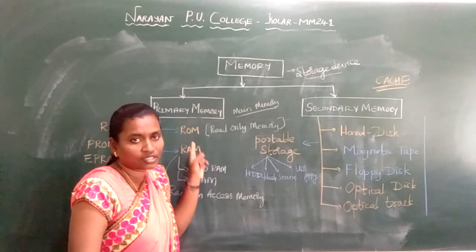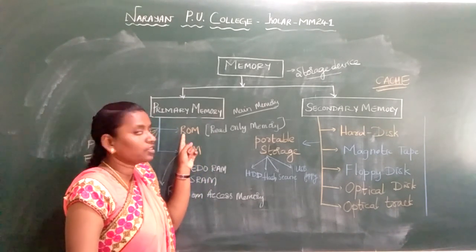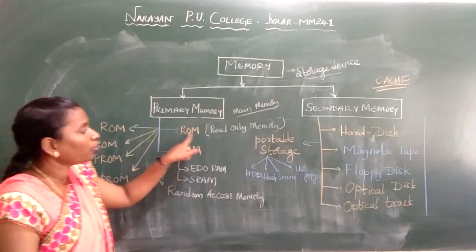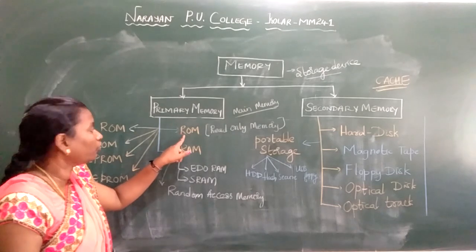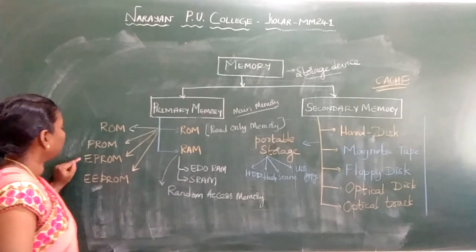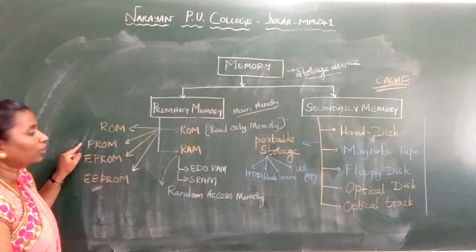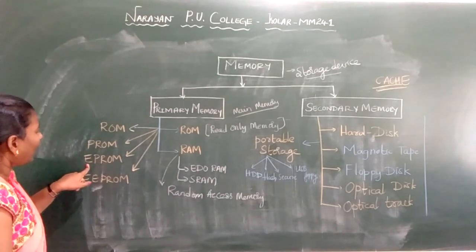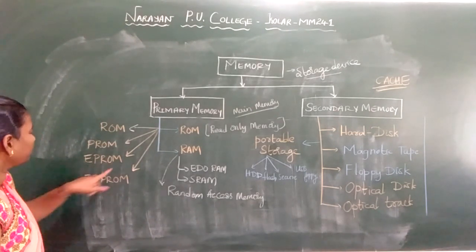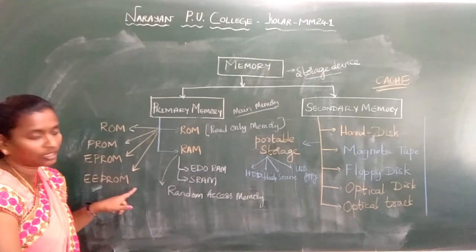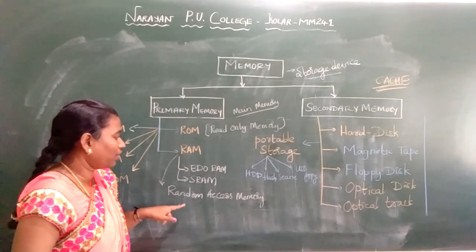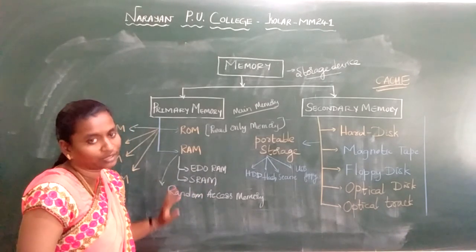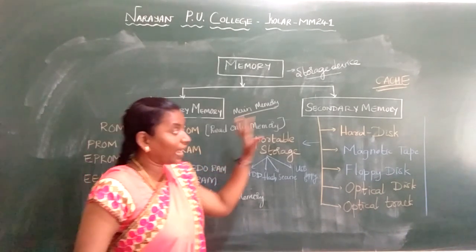In primary memory we discussed two types, but we also have types of ROM and types of RAM. When I discuss read-only memory, we have different types of ROM: PROM, EPROM, and EEPROM. That is programmable read-only memory, electrically programmable read-only memory, and electrically erasable programmable read-only memory. In RAM we have two types: EDO-RAM, extended data output RAM, and static random access memory. We will discuss them in detail. I am just giving you an idea of the types.